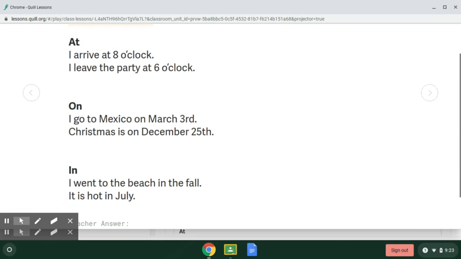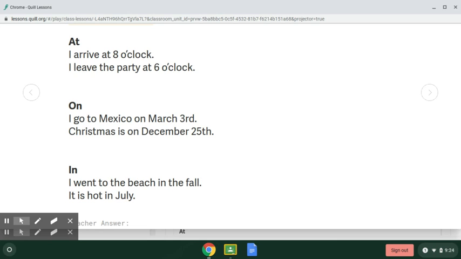So let's look at how these three words could be used in some examples. The first preposition, at, can tell me when something happens in sentences like these. I arrive at 8 o'clock. I leave the party at 6 o'clock. So what do you notice about how the preposition at is used, or what the preposition at is used with? You probably noticed that following the word at, we have a very specific time, 8 o'clock and 6 o'clock. So we use the preposition at whenever we are referring to a specific time for when something happens.